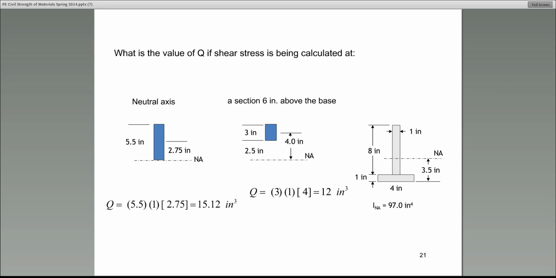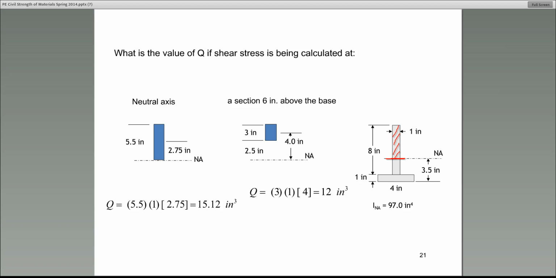Let's assume that we're finding the Q value. Let's say we're finding the shear stress at the neutral axis. So this is the neutral axis. The first thing that you do, you identify exactly where you're finding the stress. All right? That's step number 1. Step number 2, I want you to help me find the Q value associated with this section. This is what you do, guys. Let's take the area above that section. All right?